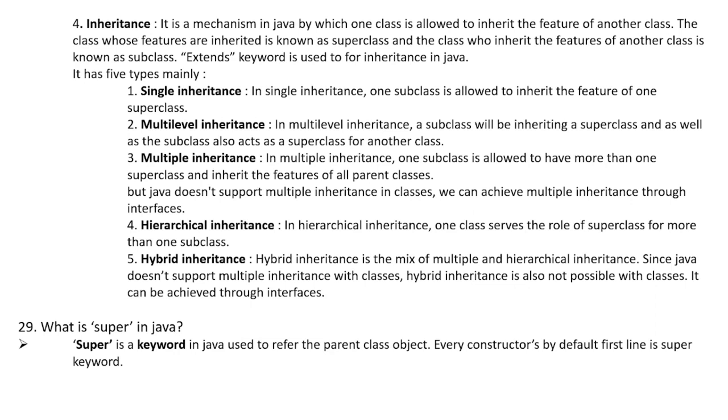It has 5 types mainly. 1. Single inheritance. In single inheritance, one subclass is allowed to inherit the features of one superclass. 2. Multi-level inheritance. In multi-level inheritance, a subclass will be inheriting a superclass, and the subclass also acts as a superclass for another class.